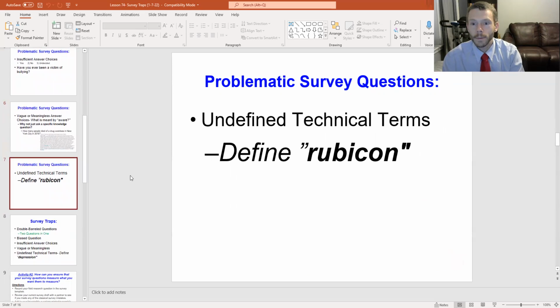The next question is problematic because it's asking about this idea of a Rubicon, right? Define Rubicon. It's a technical term. So unless the respondent is already familiar with the concept, they're not really going to be able to answer the survey question. And that's the problem with that question, looking specifically at the attack on Fort Sumter and the start of the Civil War, talking about this as a Rubicon or a point of no return. That's what Rubicon means. It's a point of no return. So in the context of that question, it works, but only if you know what Rubicon means.